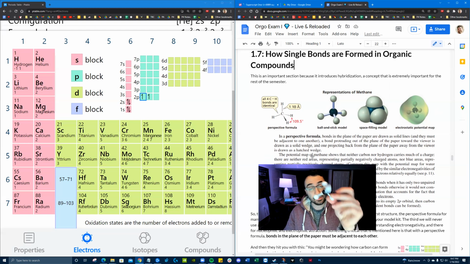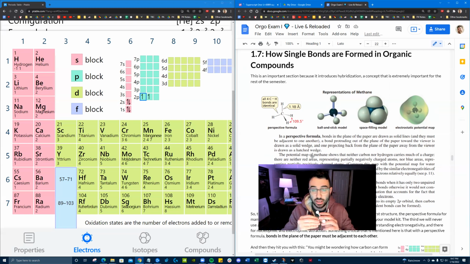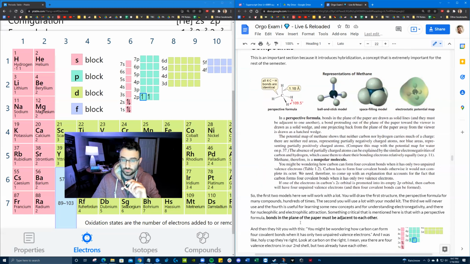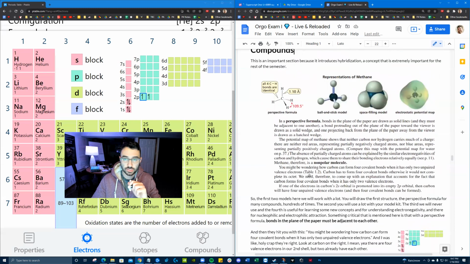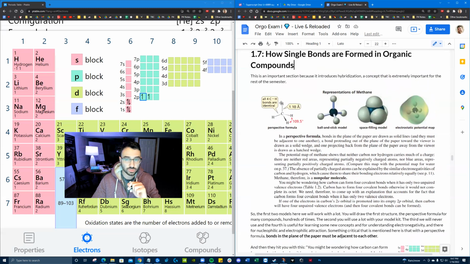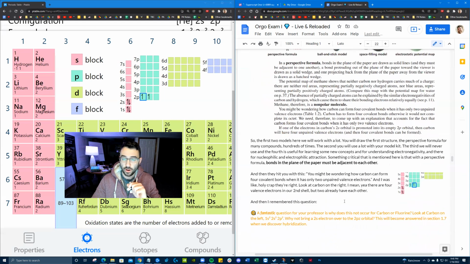So this is a little sneak preview to chapter 4, where you will learn all about how to use these and how to look at molecules and compounds and atoms in 3D space. All right, let's move on here. Again, bonds in the plane of the paper must be adjacent to each other when you're drawing what are called these perspective formulas.